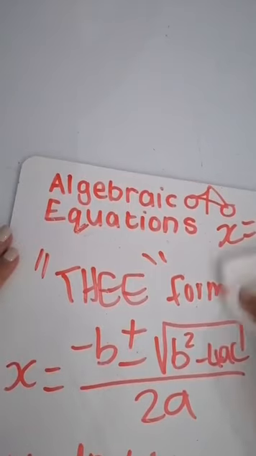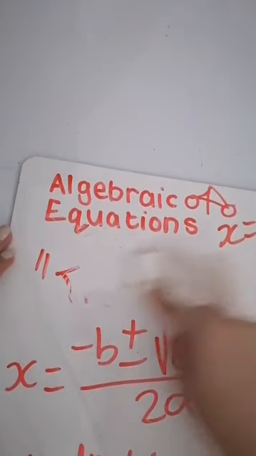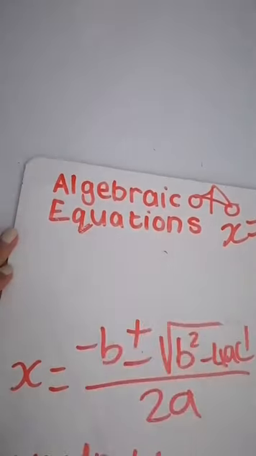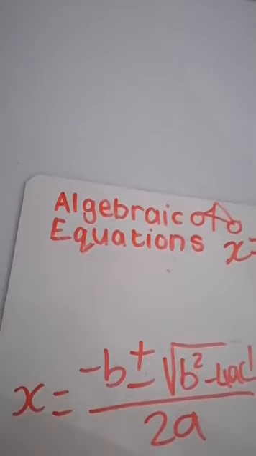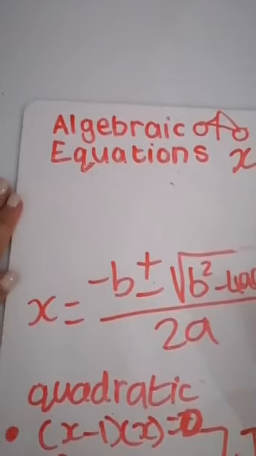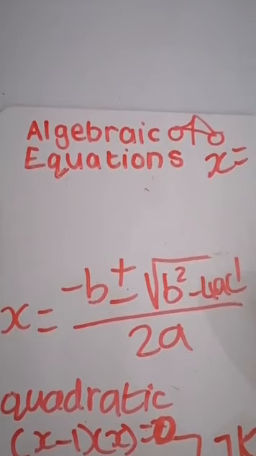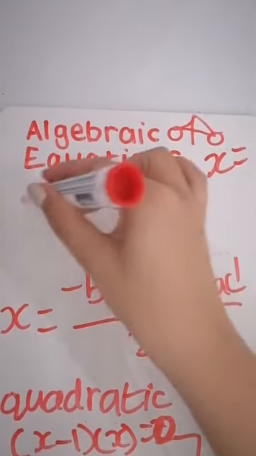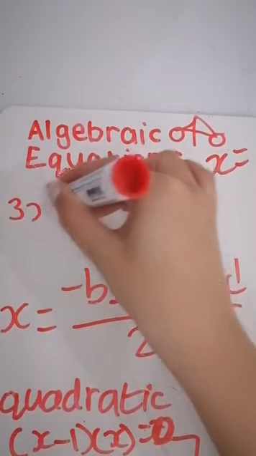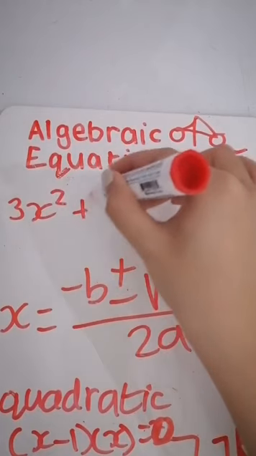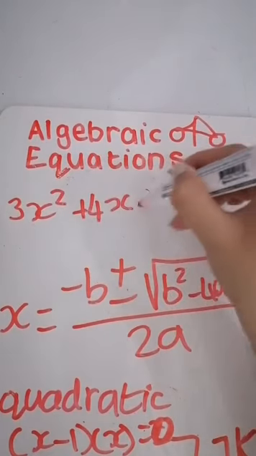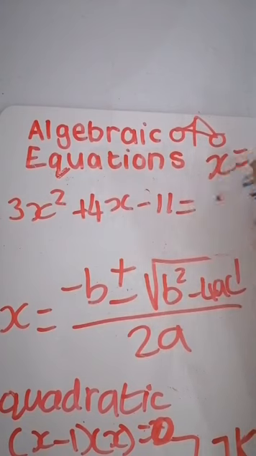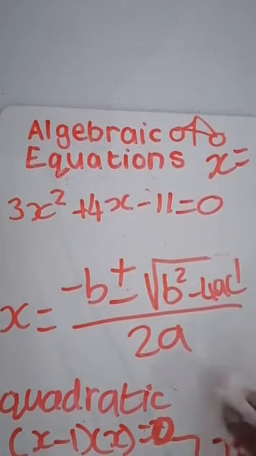So I'm just going to rewrite that up here, and we're going to do this exact sum. Can you guys still see my board okay? Because my tripod is acting all weird. Okay, so the sum we've got is 3x squared plus 4x minus 11 is equal to 0.